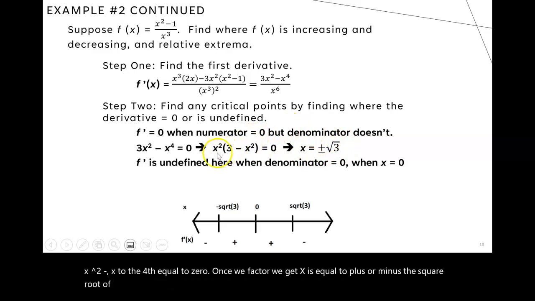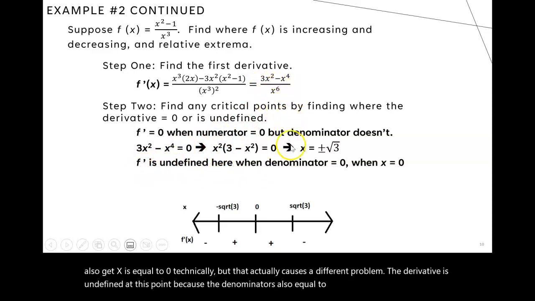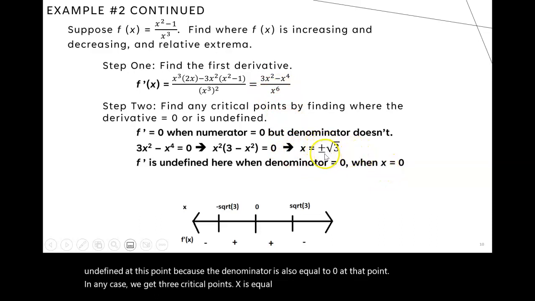We also get x is equal to 0 technically, but that actually causes a different problem: the derivative is undefined at this point because the denominator is also equal to 0 at that point. In any case, we get 3 critical points. x is equal to plus square root of 3, minus square root of 3, and 0.